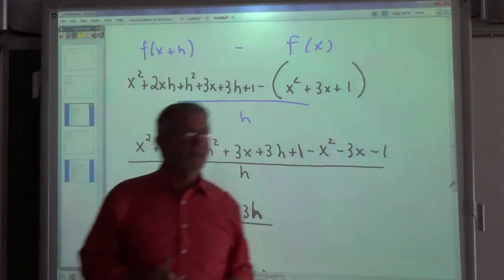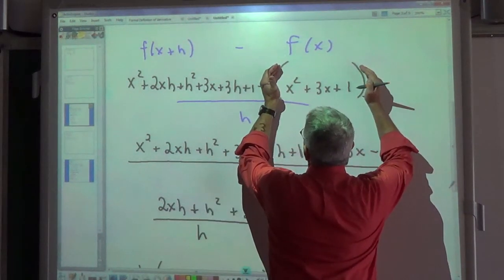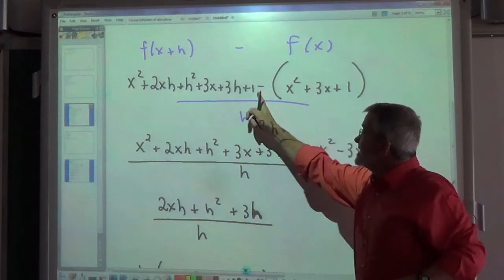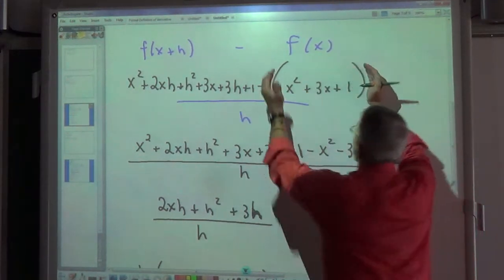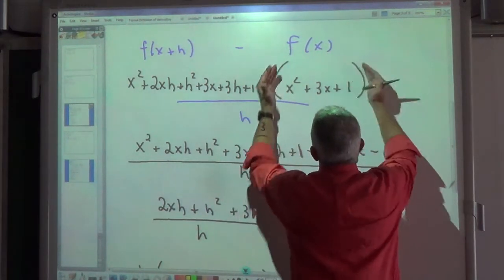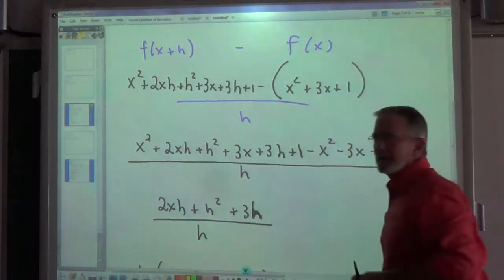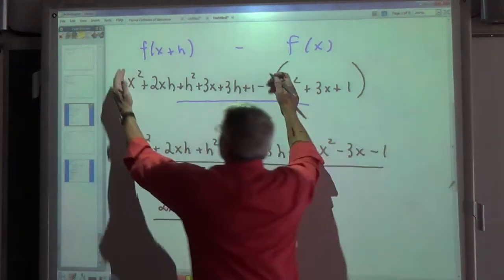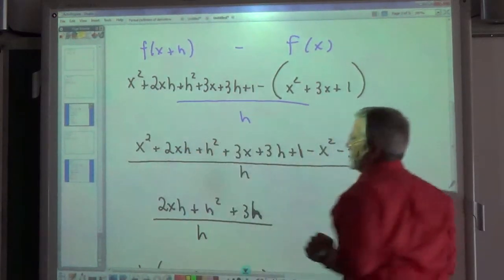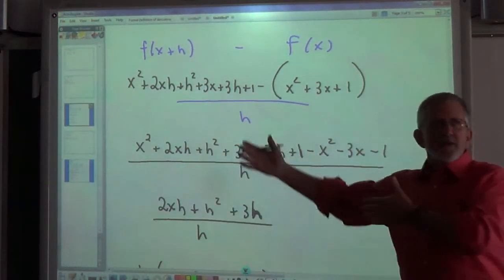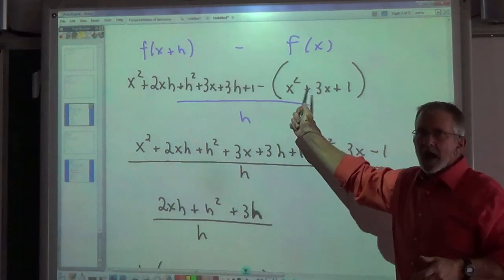You better use big parentheses. If you don't use big parentheses for f of x, you're going to get messed up. This negative sign here is going to mess you up. So make sure you use big parentheses. Minus f of x. This thing here is f of x. Minus big parentheses f of x. f of x plus h minus f of x over h. Next step, what did I do? Look, what did I do? All I did was distribute the negative sign.